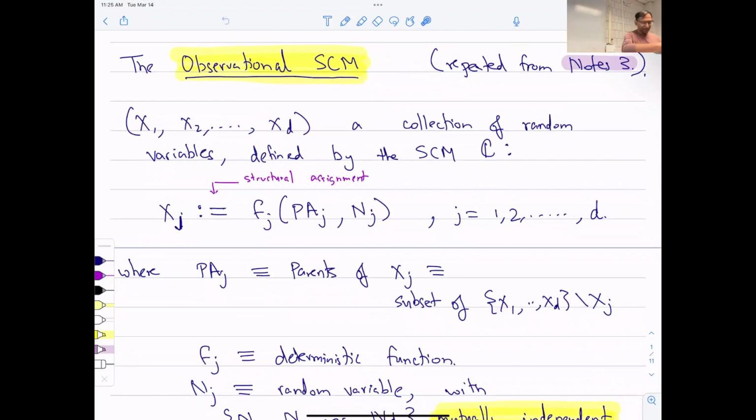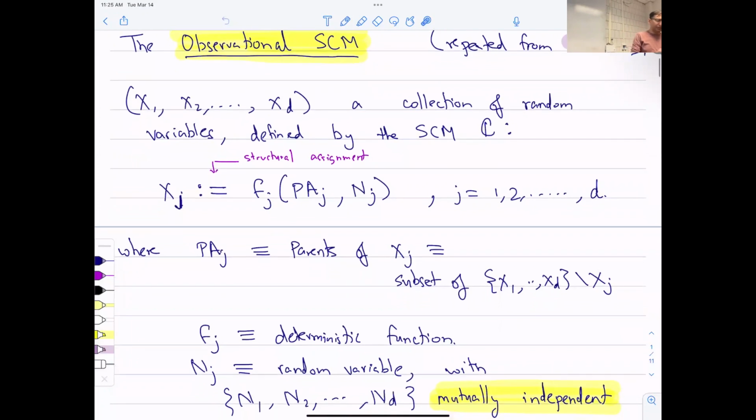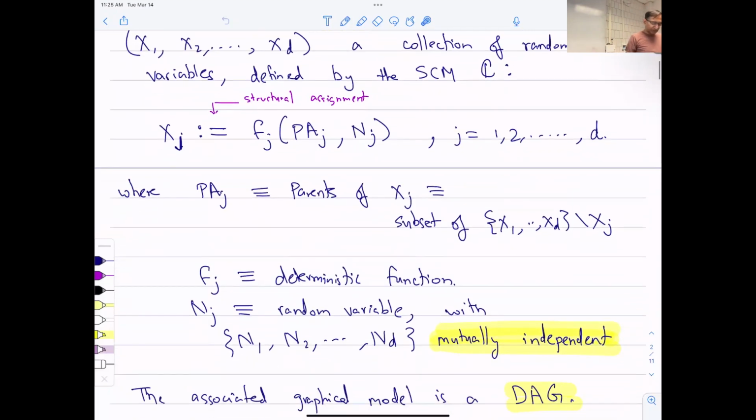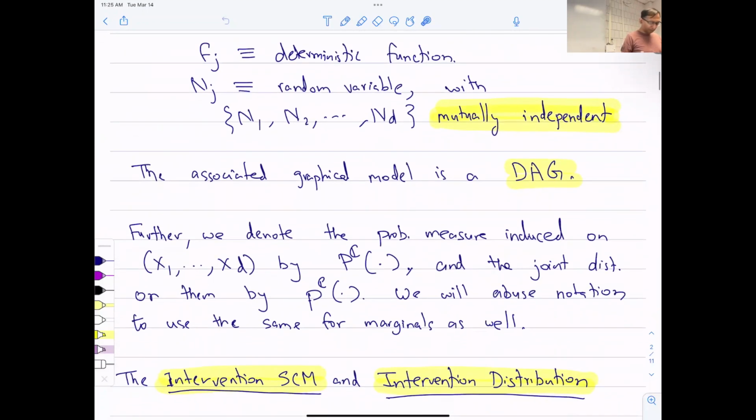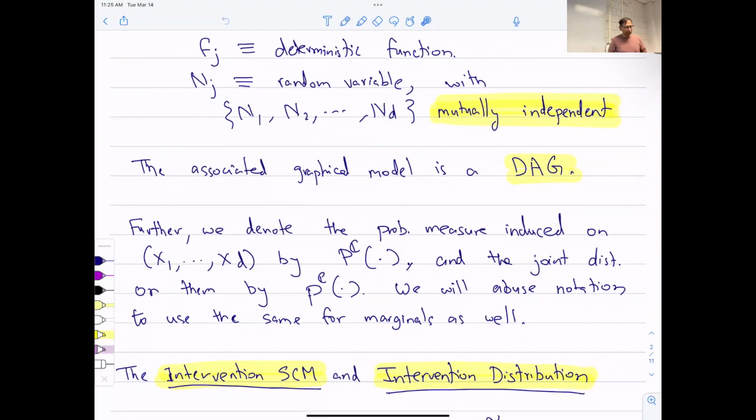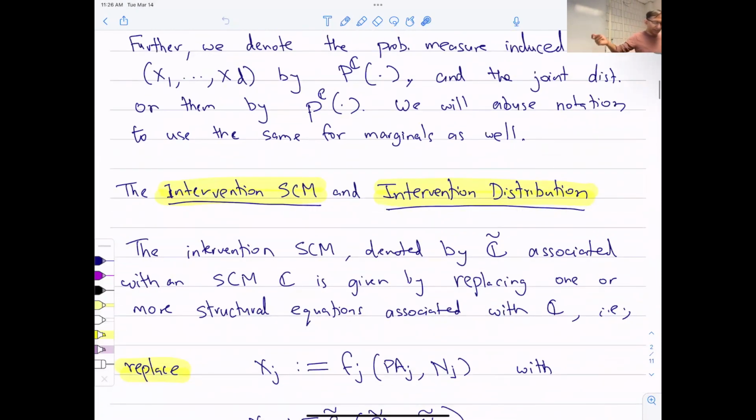So this, I just copied this from the notes we just saw a second back. This is what we are going to call the observational structural causal model. The first model you start with, meaning xj is some function fj of its parents and some independent random variable nj. Okay. And these noises are mutually independent. And of course, the graph is a DAG. Notation, P script C is a joint distribution on the variables defined by the original structural causal model.